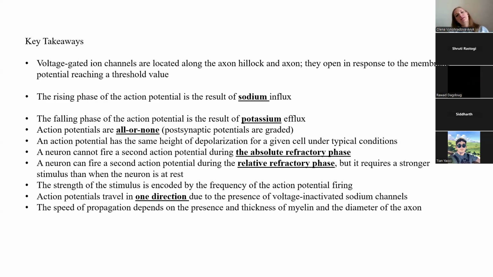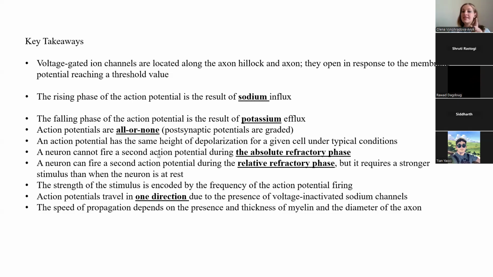And key takeaways. Voltage-gated ion channels are located along the axon hillock and axon. They open in response to the membrane potential reaching the threshold value. The rising phase of the action potential is because of sodium influx. The falling phase of the action potential is a result of potassium efflux. Action potential in single cells and in single fibers works according to the all-or-none law. And the action potential has the same height of depolarization for a given cell under typical conditions.